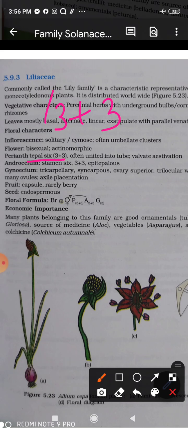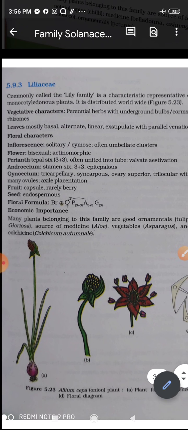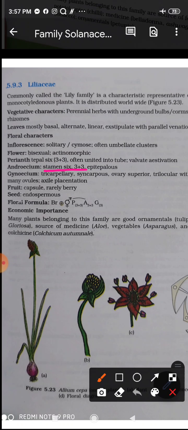They are often united. So they are shown in a bracket, right? And they are united to form a tube, right? So they form a tube-like structure. Valvate estivation is seen. Androecium is again, there are 6 stamens, and again here the stamens are in bundles of 2, 3 plus 3, but they are not united, right?